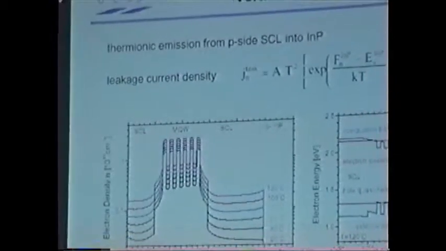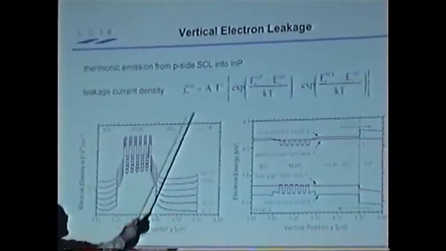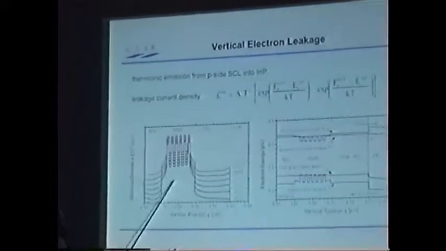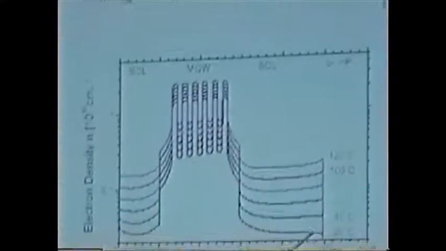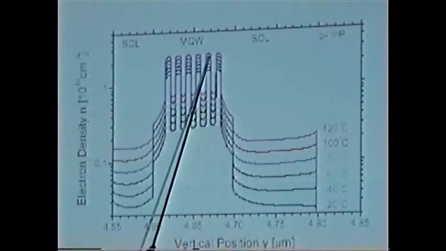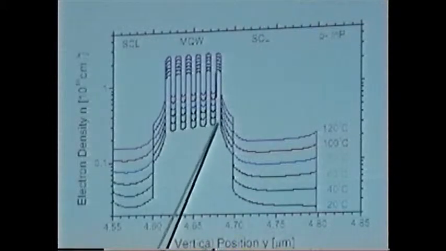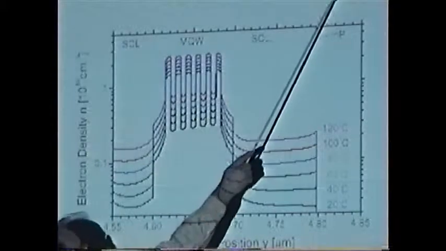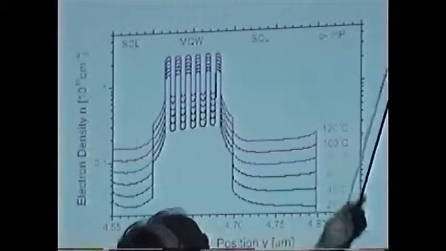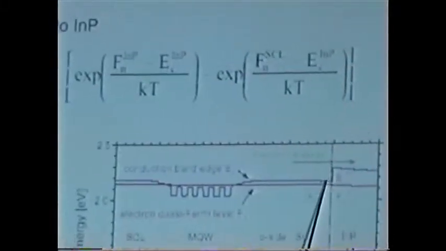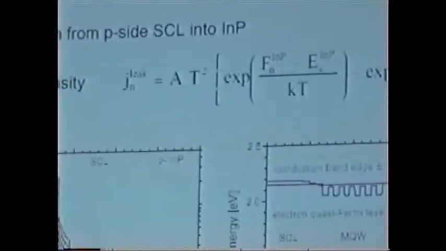So this is a leakage current, so we can use Richardson's formula for the leakage current, and here you see the carrier density in the waveguide region for different temperatures. With higher temperature, the carrier density in the quantum wells goes up, and so does the carrier density in all other layers. But also, the leakage current is directly dependent on the temperature as well. And the leakage current is the leakage out of the waveguide into the indium phosphide.